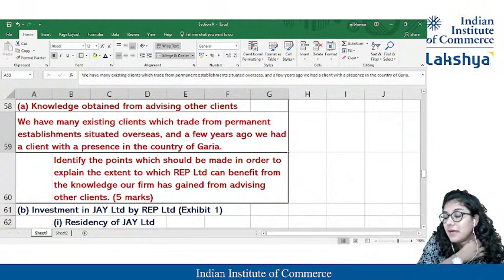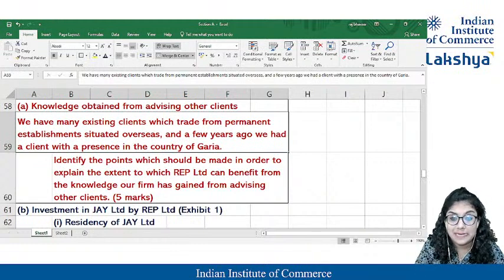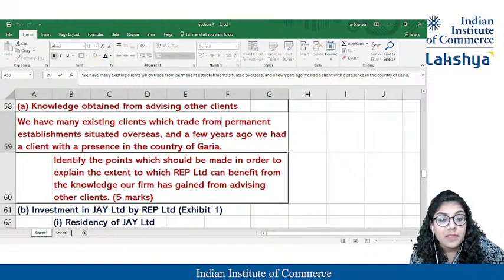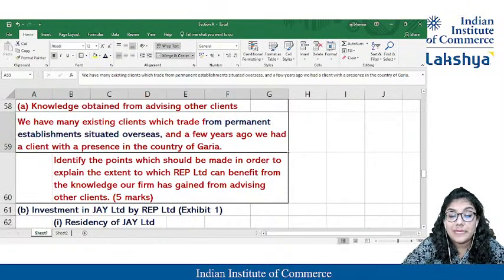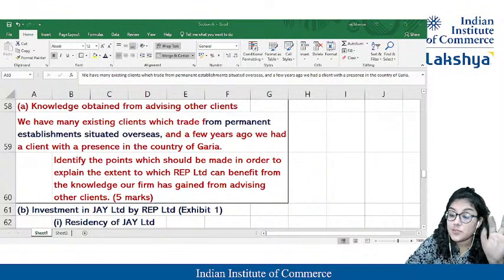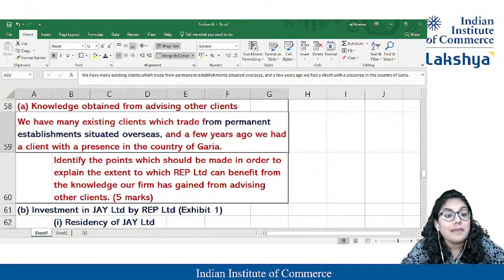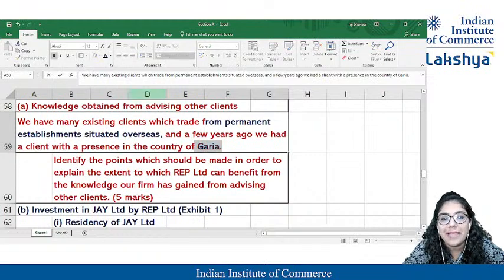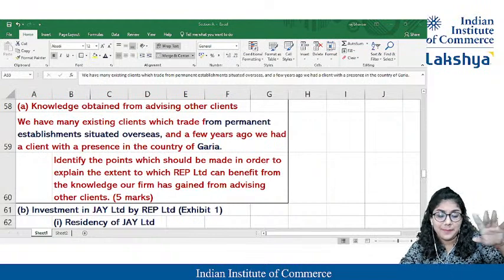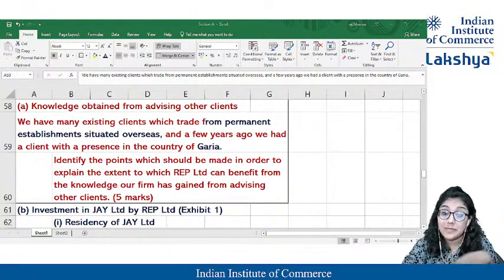See, our practice is what? We have many existing clients who trade through a PE situated overseas. There are many clients who are situated over here, but they have a permanent establishment in another country also. For REP, Jai was the first one, right? So I have to give my experiences to my client. And a few years ago, we had a client present in the country of JD also. So I was already having a client, so I am very much occupied. I know what things are happening in that country, what the clauses are and all. So I have to just explain to him.